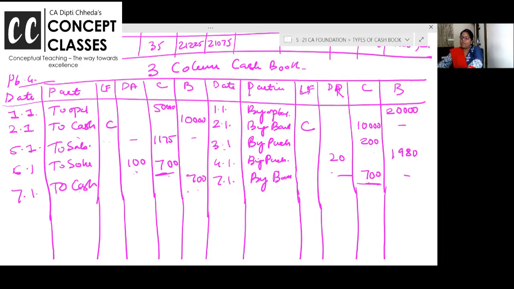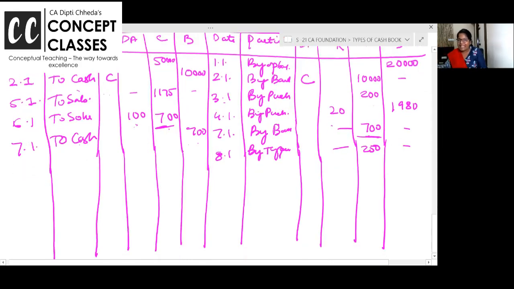Now, after this seventh entry, the next entry is: purchased an old typewriter for 200, spent 50 on its repairing. So on 8th of January, buy typewriter. We have purchased for 250 rupees. Nothing given, money is going out, cash and asset is coming in. Typewriter, debit, 250.